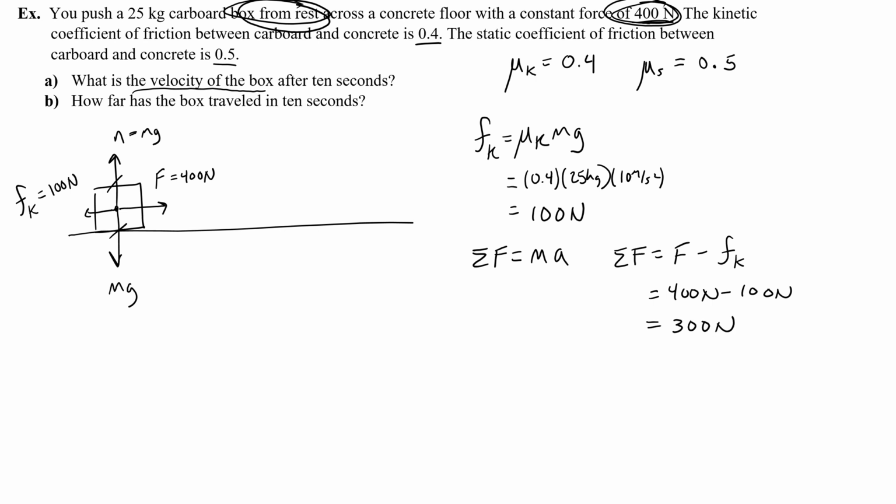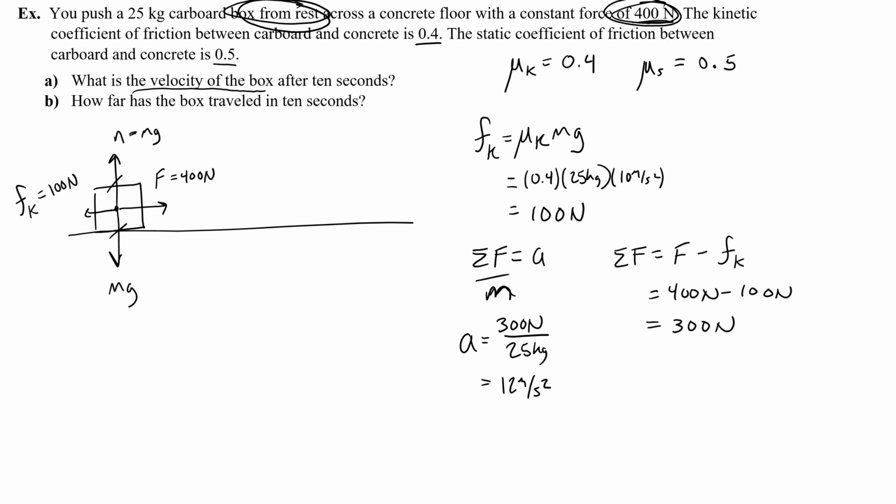Using that net force and the mass, I can get the acceleration. So to do that, I divide both sides by m. Remember, the acceleration is equal to the net force over the mass. So 300 newtons divided by 25 kilograms, which is a number that I'm thinking is 12. Yeah, okay. 12 meters per second squared.